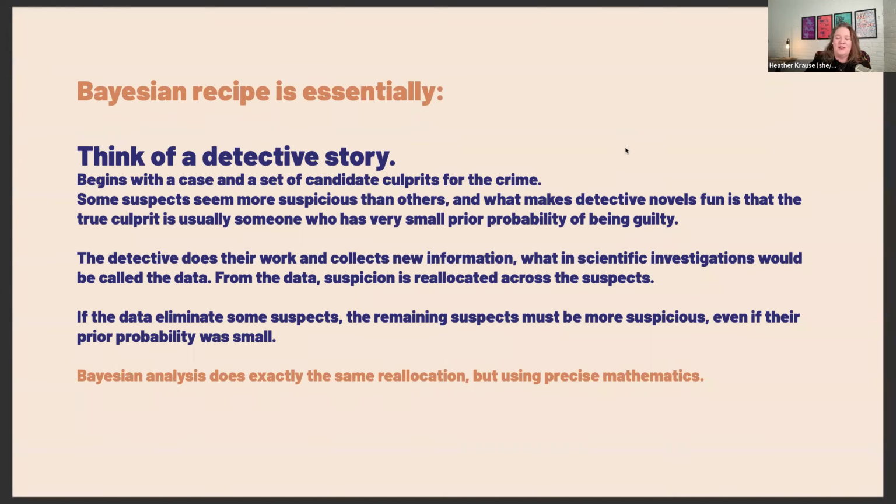Same thing with Bayesian analysis. We take some ideas of what is likely, who's likely to be the culprit. We collect a bunch of new data. We put these things together in a precise mathematical way. And then we get at the end who is most likely to be the culprit.